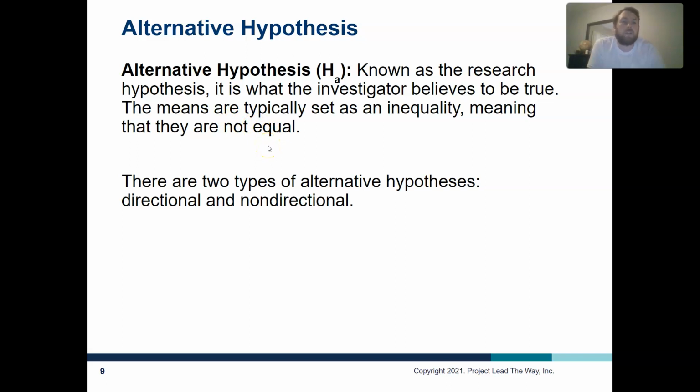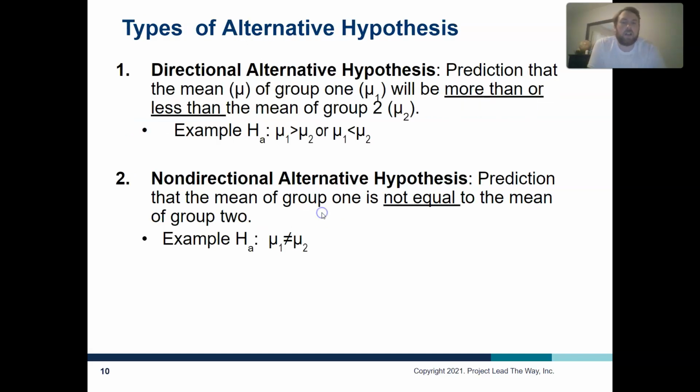And there's two ways we can set this up. We can set it up directionally or non-directionally. Kind of makes sense when you hear them out loud here. A directional alternative hypothesis, one that is directional in nature, will predict that one mean will be bigger or smaller than another mean. So in this case, if the mean of one group, group 1, is greater than the mean of another group, then we can use the greater than symbol. Or if it's less than, we can use the less than symbol.